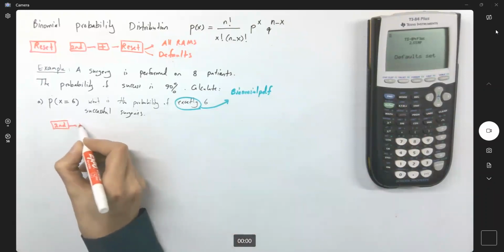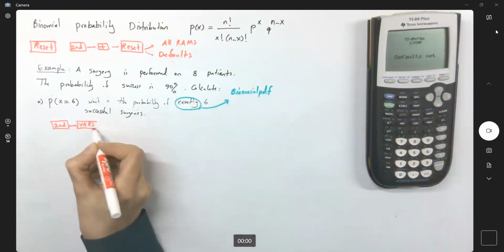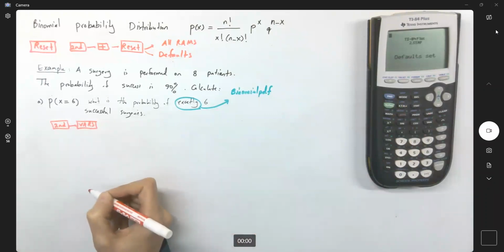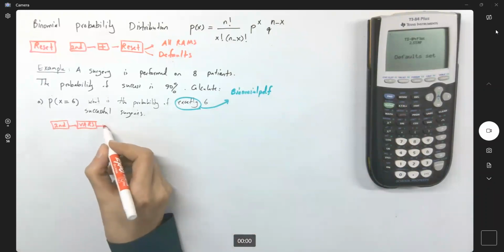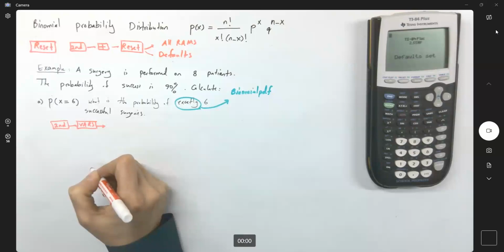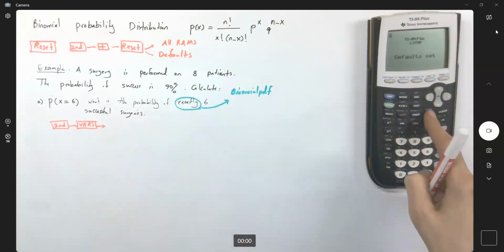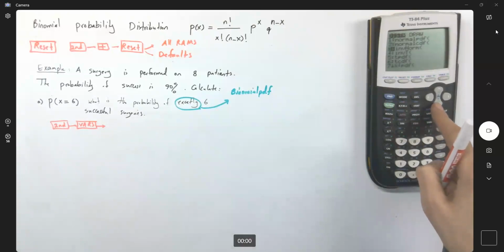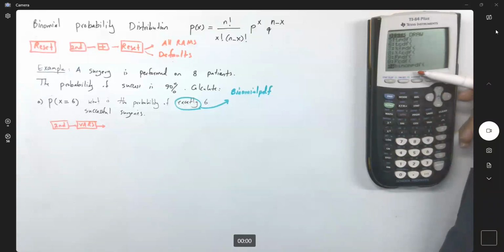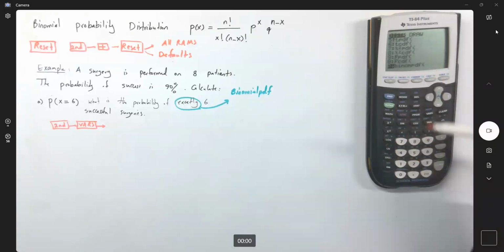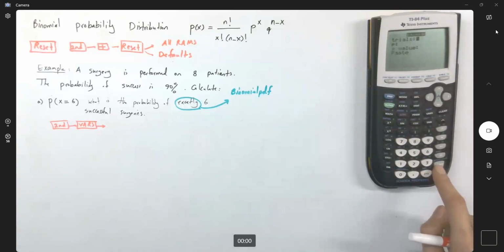To use that function, you need to click on second vars. Second vars, and then find binomial PDF. So second vars, and you need to move through these functions to find binomial PDF. Binomial PDF for me is located here. Enter.